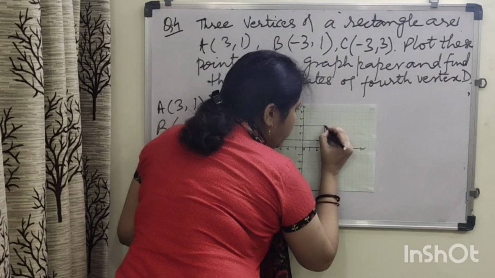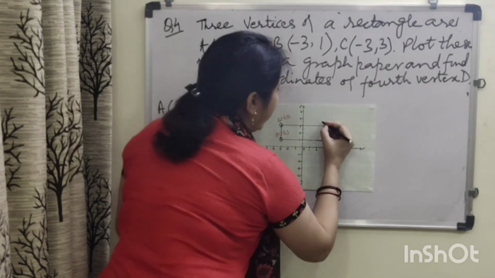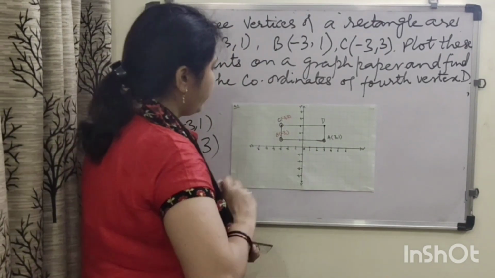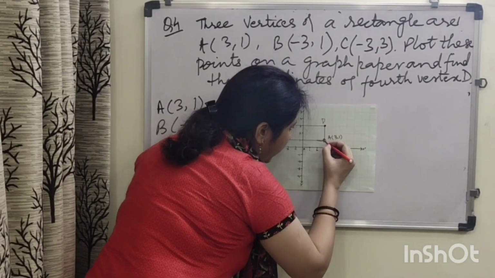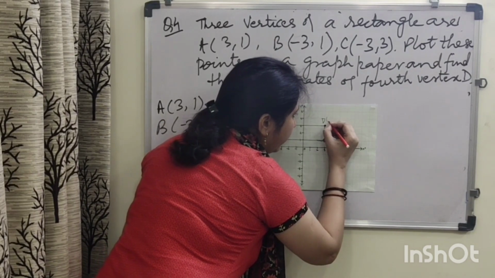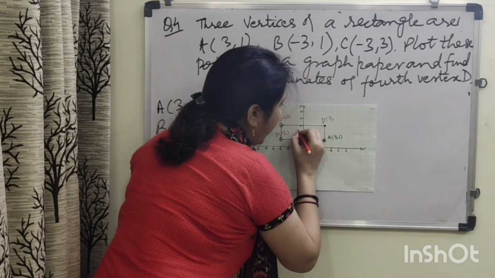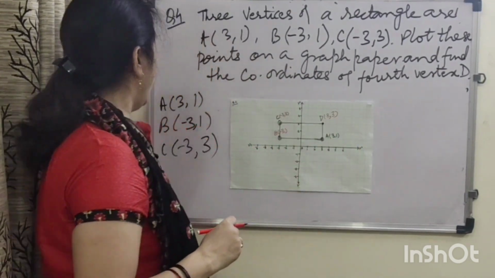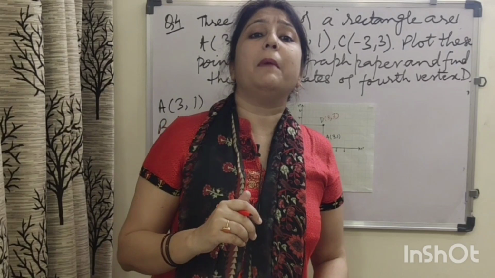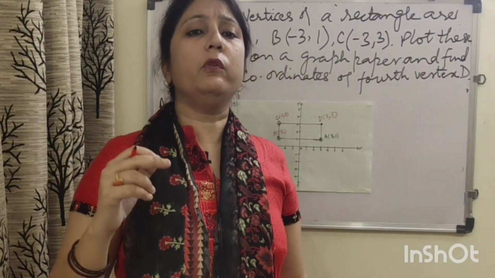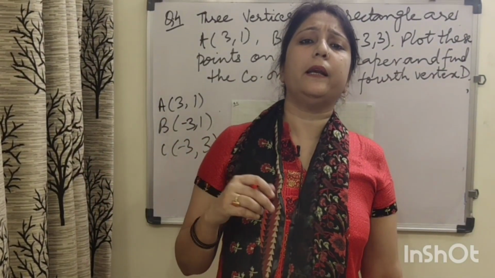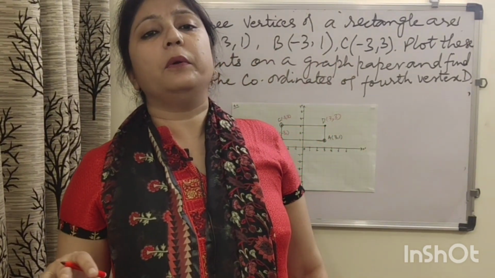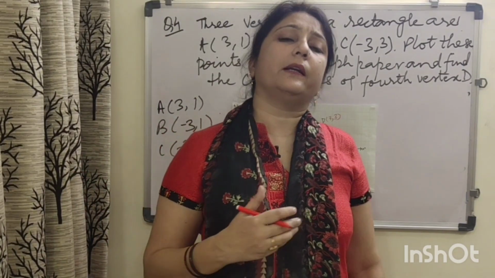I have reached to this point, that is your D, and its coordinates are, if you see vertically down, it is on x-axis, that is 3, whereas on y-axis also it is 3. So coordinates of fourth point is 3, 3. The unknown vertex D has got coordinates 3, 3. Now we have to calculate the area of this rectangle obtained.